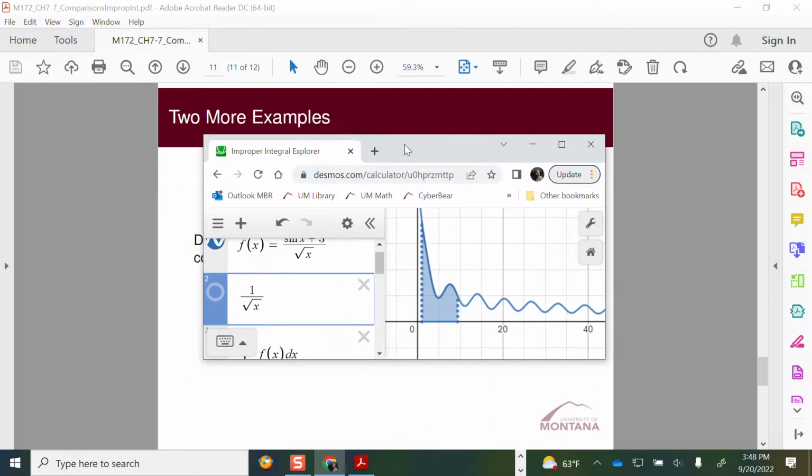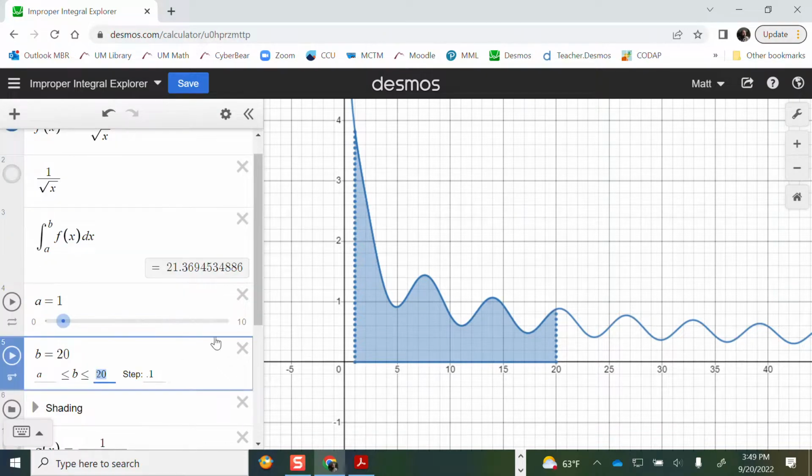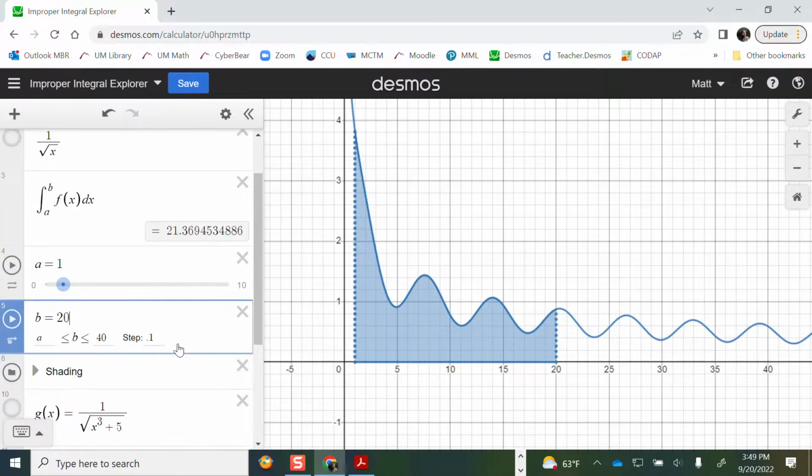Okay, here it comes. So here's what that function looks like. And remember, we're going from 1 to infinity, and I can see that as I sum it to 20, things are still growing pretty good. If I sum it to 40, let's do that next. Still growing pretty good.